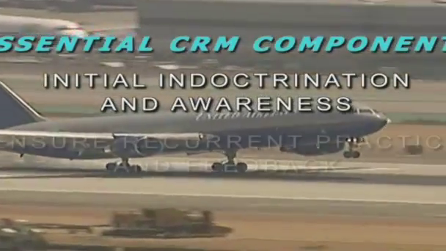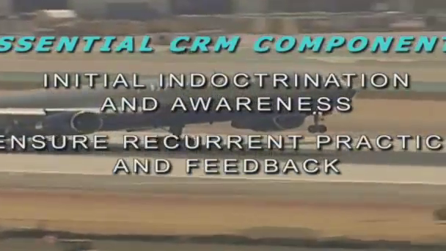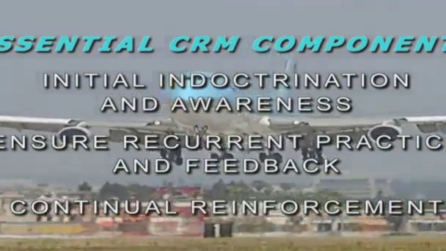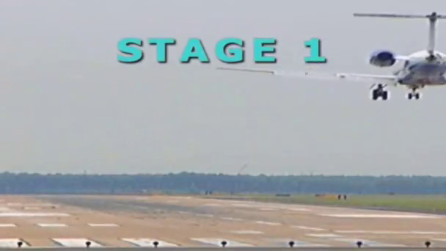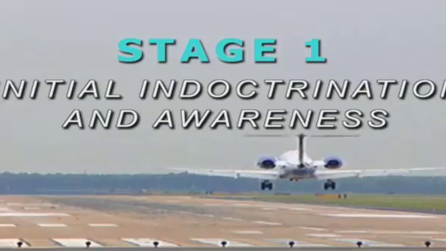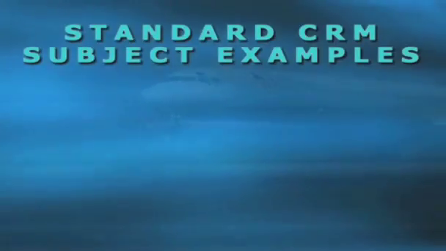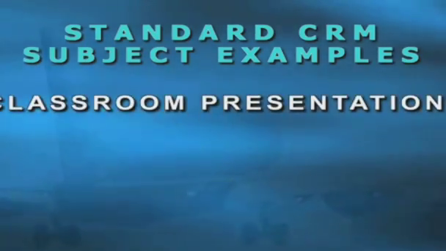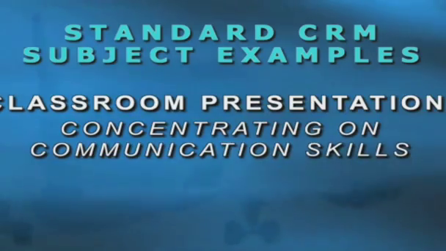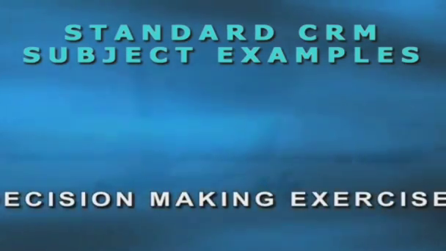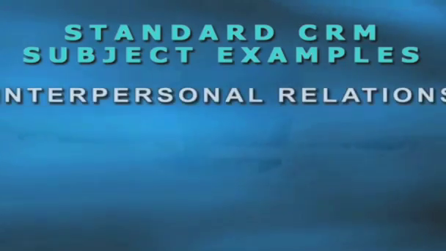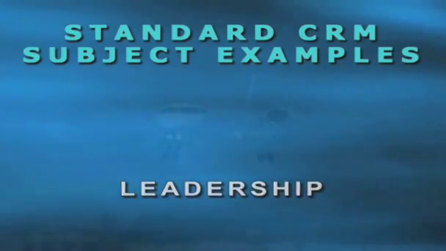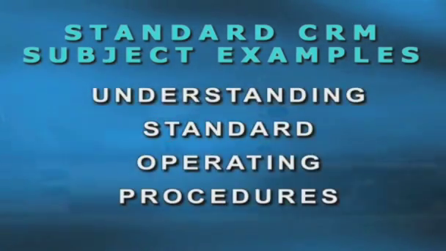This set of DVDs shows the different elements or components that can be utilized as part of an initial CRM program. Stage 1 involves initial indoctrination and awareness. Examples of the kinds of subjects covered in a standard CRM course include classroom presentations concentrating on communication skills, decision-making exercises, interpersonal relations, crew coordination, leadership, and understanding standard operating procedures.